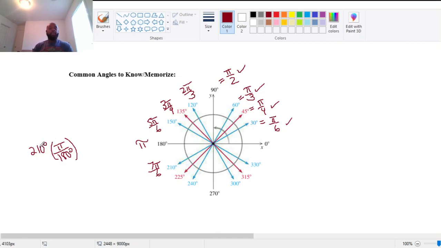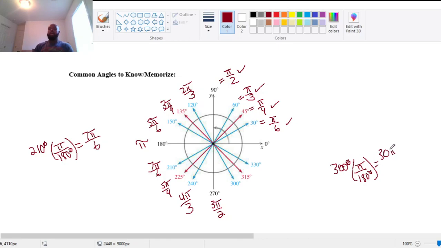For instance, if I divide this by 30 and that by 30, I'm going to get 7 pi over 6. The degrees are going to cancel, right? 5 pi over 4, 4 pi over 3, 3 pi over 2, and so on and so forth. If I do 300 degrees, I multiply that by pi over 180. Our degrees cancel. That's 30 pi over 18. I want to simplify that even further. That's 5 pi over 3.